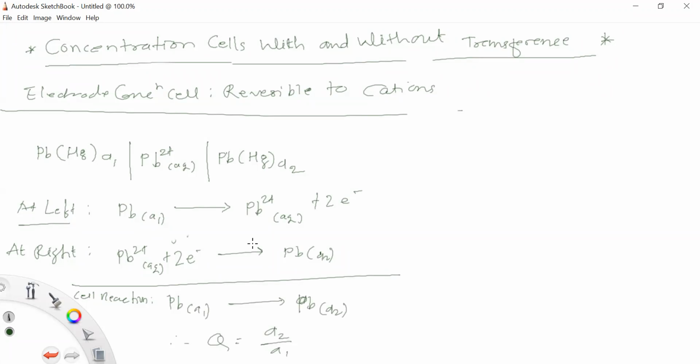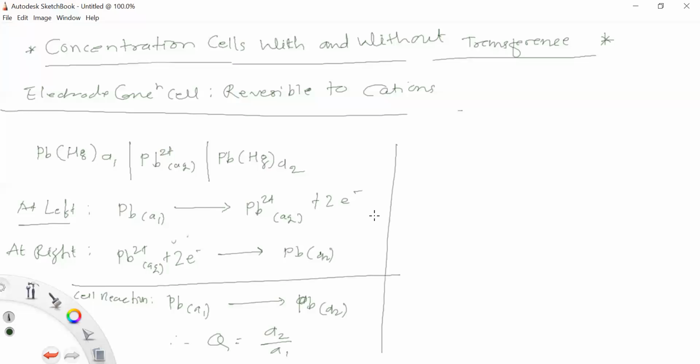If you consider both the reactions, it is reduction, right? So the reaction quotient is A2 upon A1. From this we can say that no chemical change occurs in this reaction. The cell reaction consists of the transfer of Pb of activity A1 in the left amalgam to activity A2 in the right amalgam, right? So this is only a transfer. There is no kind of chemical change. Only the activity changes, or activity is transferred from one electrode to the other.